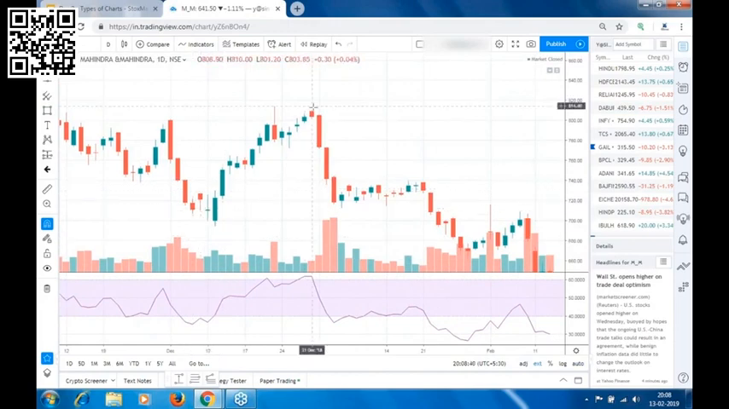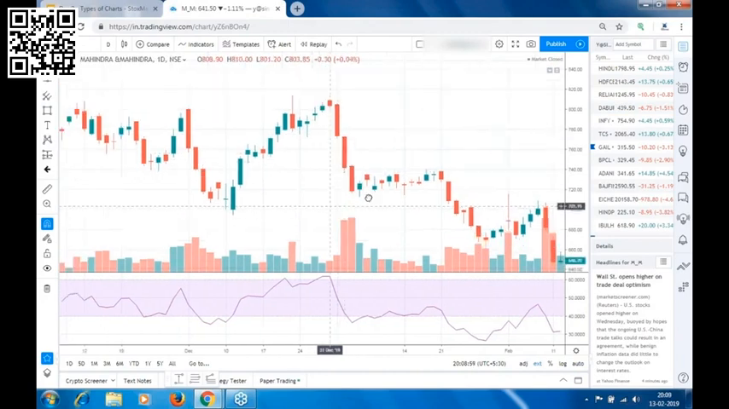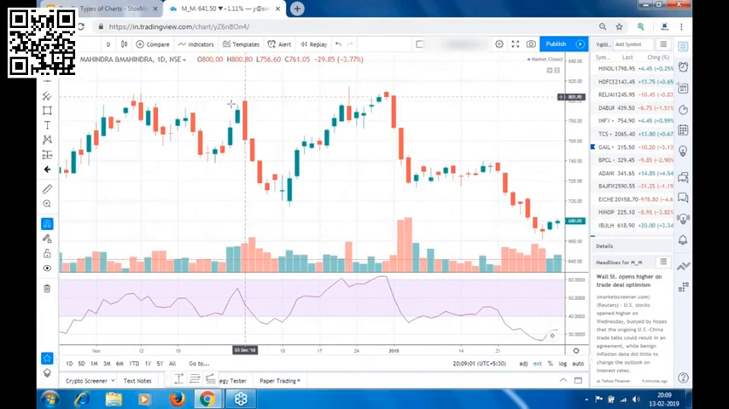Now this is not exactly an evening star because this candle has broken the low of this candle, but this is your bearish candle. You can say that this is your bearish Marubozu candle. This also is a bearish Marubozu kind of candle with a small wick. This again is your bearish engulfing candle. You can see the fall in the market.